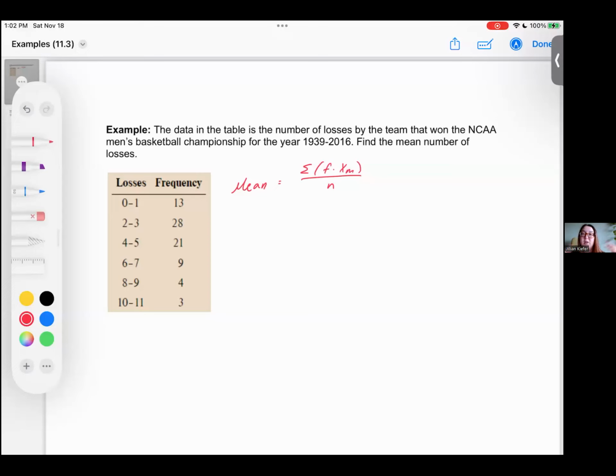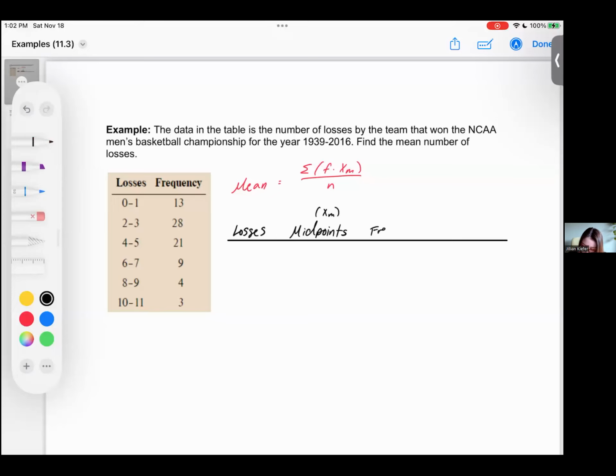We can set up a larger chart that will let us work within that chart in order to get the right answer. So we're going to draw this out so that we're going to have our losses. And then we'll have our midpoints from there. Our midpoints, as a reminder, are that x sub m.